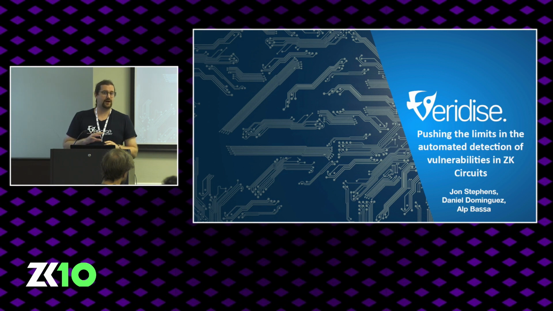Then we're going to be looking at some ways that Veridise has been developing in order to identify these bugs automatically. I'll be giving the first part of the talk, then Daniel will talk about static analysis and how to identify bugs in ZK circuits, and then finally Alp will be talking about how to use some graph theoretical notions in order to simplify the process of solving some of these problems.